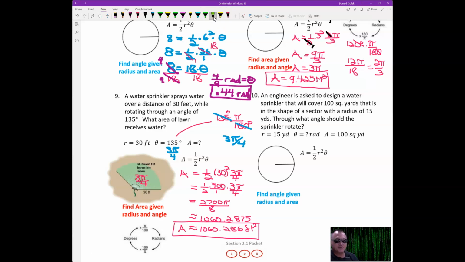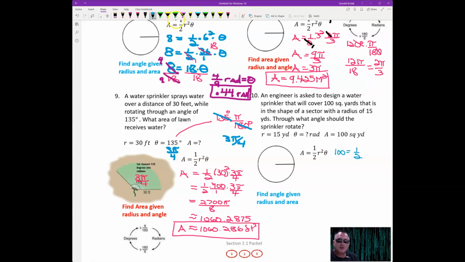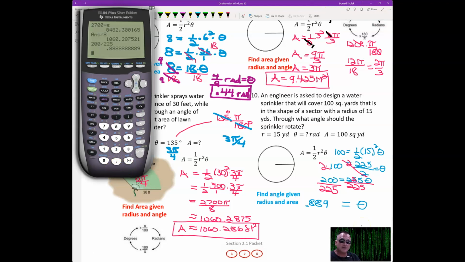Our last problem is find the angle given the area and the radius. So we substitute into our formula. Okay, the radius is 15 times 15 is 225. So to solve this, I want to get theta by itself. So I'm going to multiply both sides by 2. That gets rid of the fraction. Divide by 225. Divide that on my calculator and round it 0.889. It's 8 repeating, so to 3 decimal places.